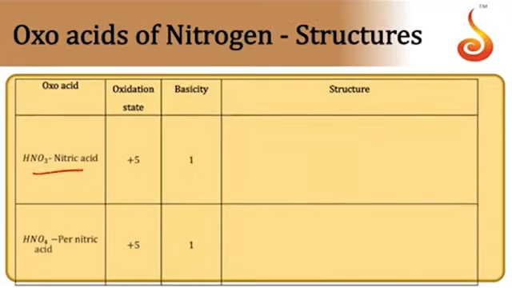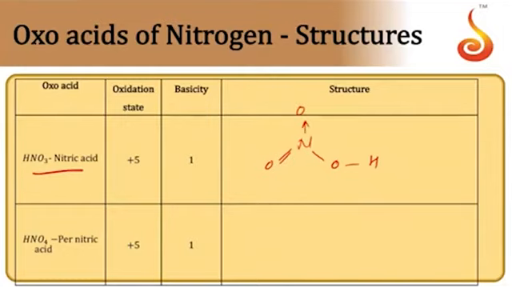Then nitric acid, the same point must be remembered. Nitrogen is going to have one doubly bonded O, one OH group, and still one more oxygen left, and that is going to be a coordinate covalent bond with oxygen.